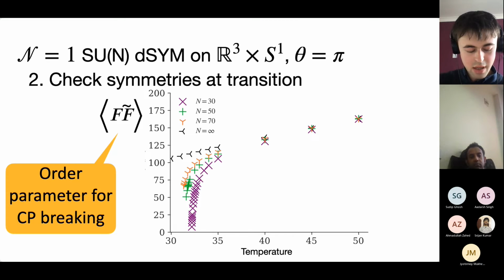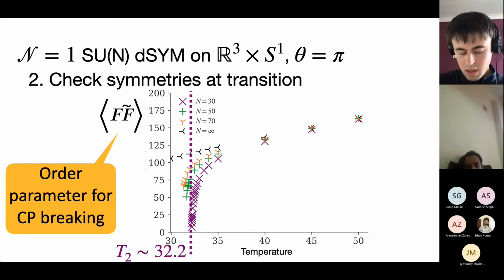And second, we'll check to see whether the CP symmetry breaks at this point. So this y-axis is the order parameter for CP symmetry. And with the CP, we see that CP is broken in the partial phase, and it ceases to be broken in the deconfined phase. So in these finite n cases, you can see that it smoothly goes to 0 CP breaking as we approach the deconfined phase.